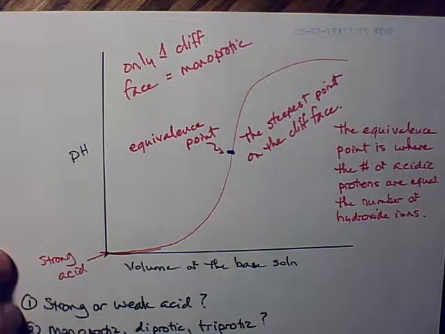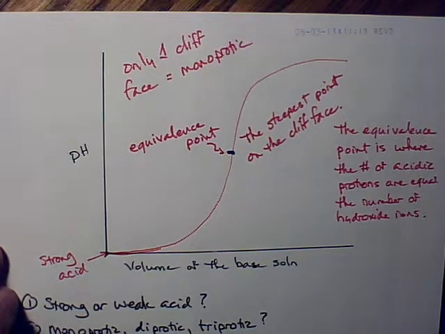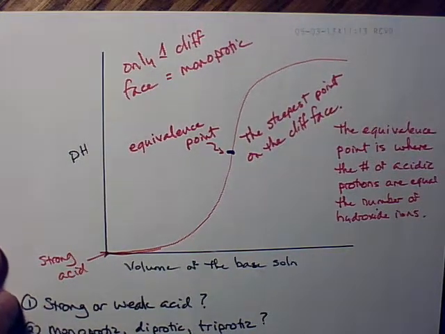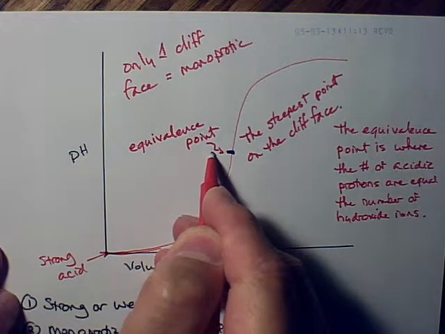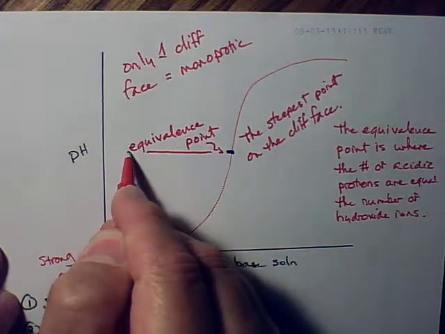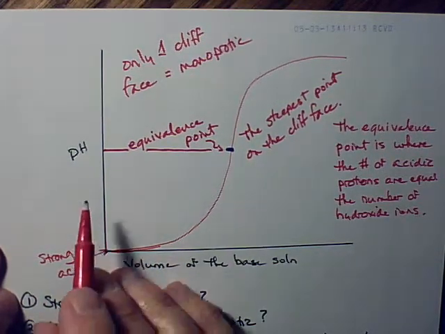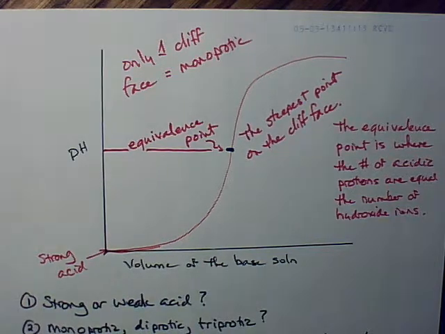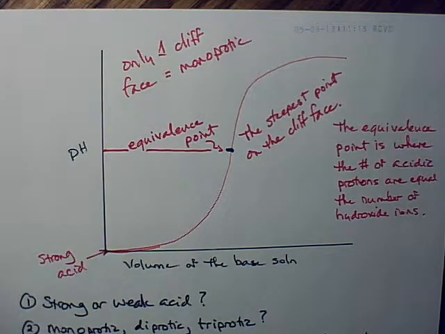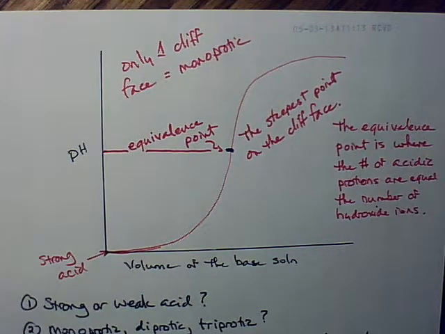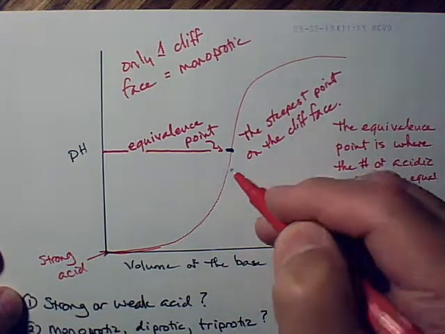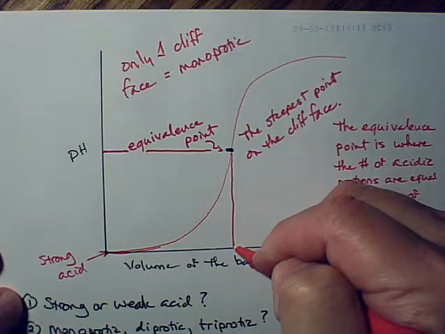Now, the equivalence point typically is indicated by the pH. In other words, you go over here and figure out what point on the vertical axis matches up to that equivalence point, and you say, my equivalence point occurred at pH so-and-so. Does that make sense? That's how you state what the equivalence point is. Make sense? Okay.